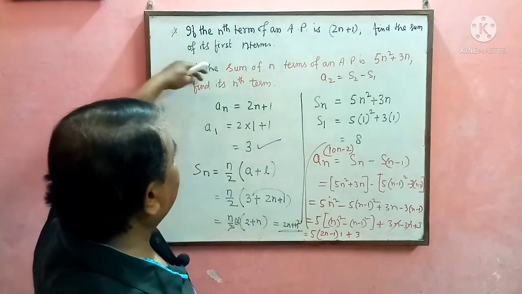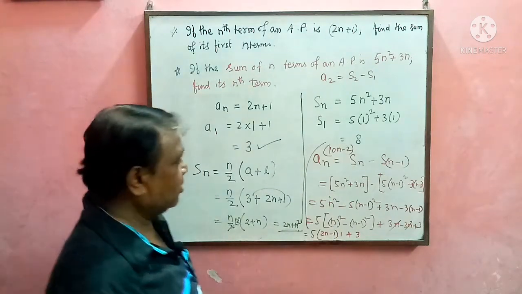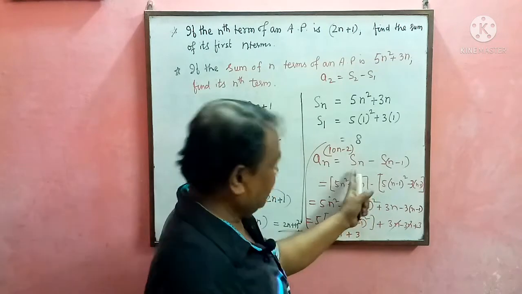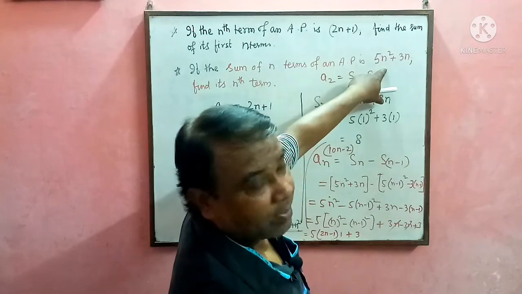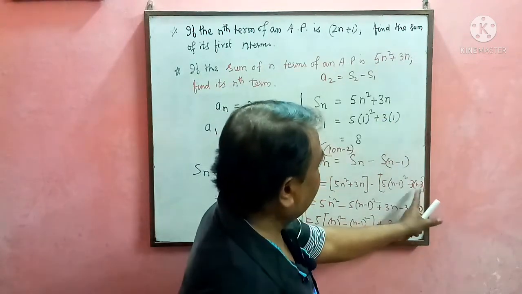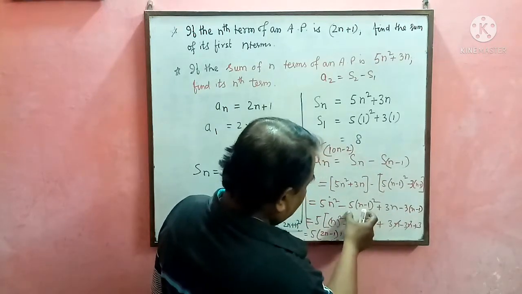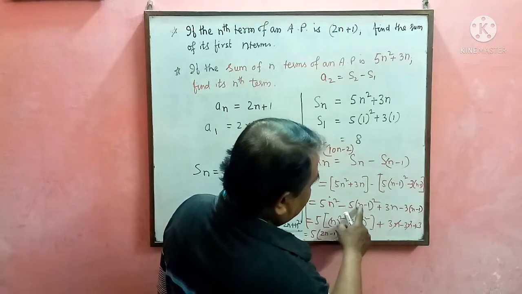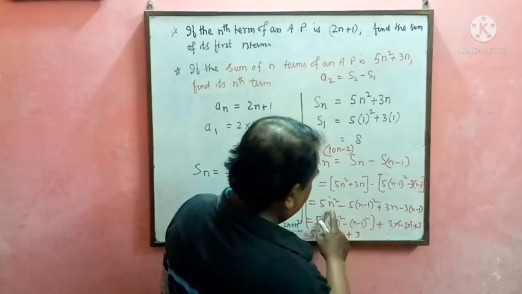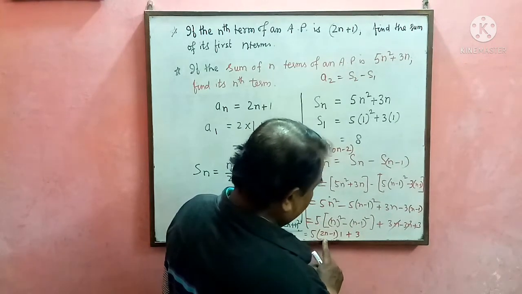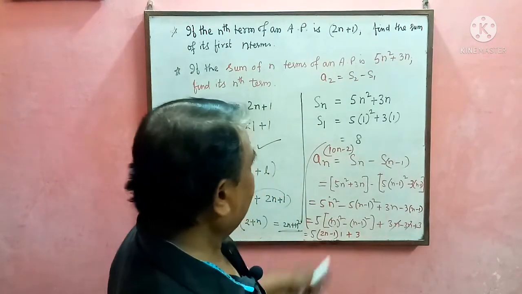That means the nth term of this AP when the sum is 5n² + 3n. So I put 5n² + 3n in the place of Sₙ, and for Sₙ₋₁ I change n into n−1. Now I have opened this bracket, this is 5(n−1)², and 5 I have taken common out: n² − (n−1)², so this is 2n − 1, and then 1 cancels. So 10n − 5 + 3, so 10n − 2. This is the nth term.